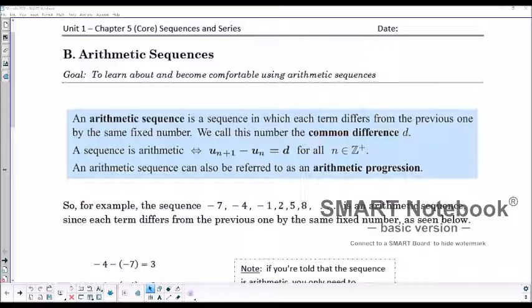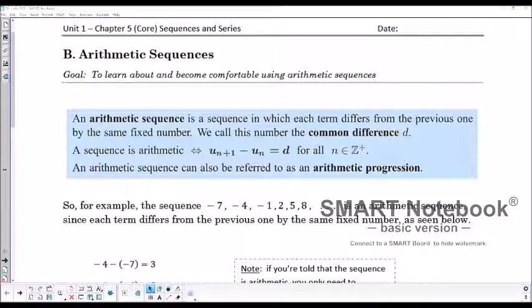Hi, welcome to Chapter 5, Core, from the Core textbook, Lesson B, Arithmetic Sequences. This follows Lesson A on number sequences. We'll take a look now at a formal definition of arithmetic sequences and how we can find a variety of values and the sequences themselves.